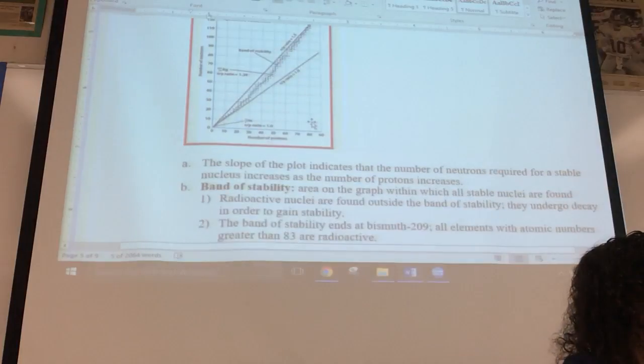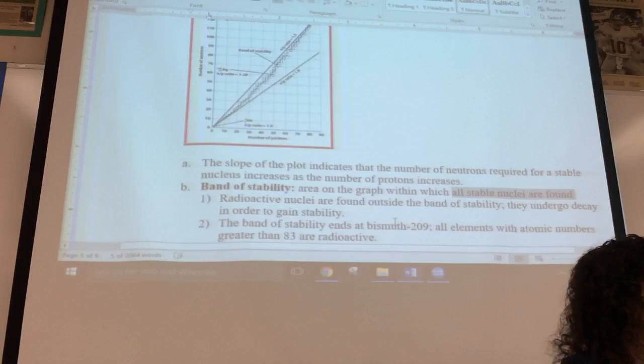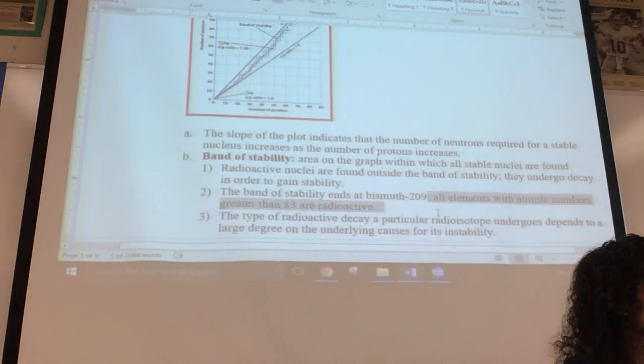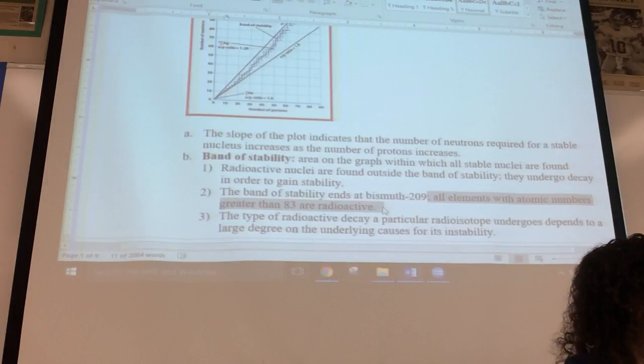So again, the area on the graph where all stable nuclei are found, that's that band of stability here. Radioactive nuclei are going to be found outside the band, and they're going to undergo radioactive decay in order to gain stability. The band ends with bismuth-209, and we've already discussed that all elements with atomic numbers greater than 83 are radioactive, and now you understand why their neutron to proton ratio is not within that region anymore.